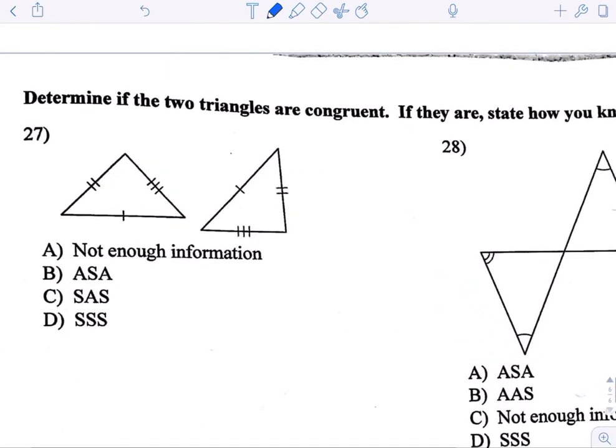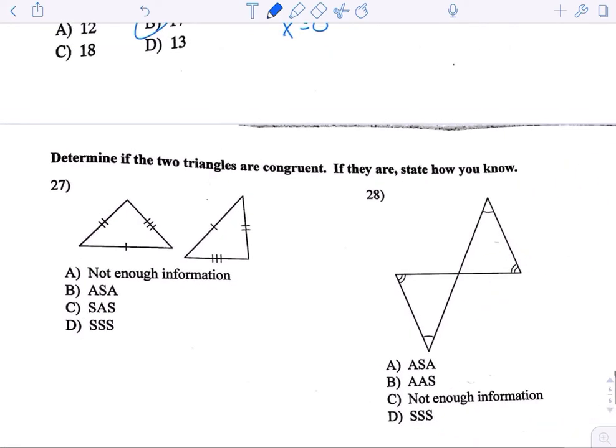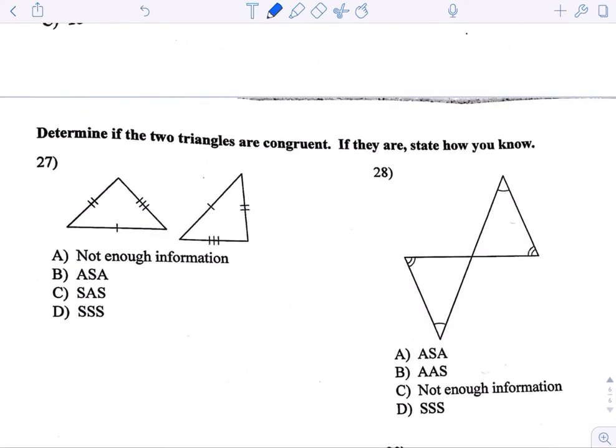Alright, so we have this. Now it asks, determine if the two triangles are congruent. If they are, state how you know. So this one, these are congruent because we got these sides are congruent to each other, these sides are congruent to each other, and these sides are congruent to each other. So, side, side, side.